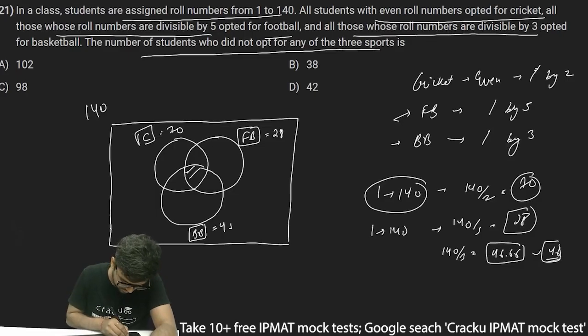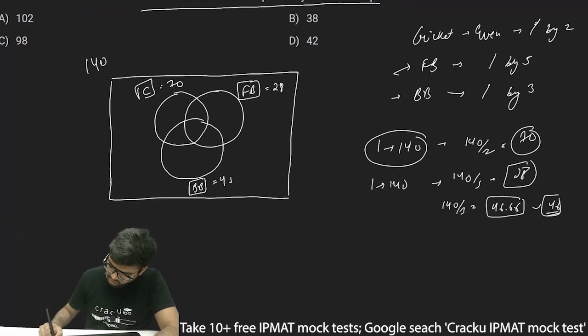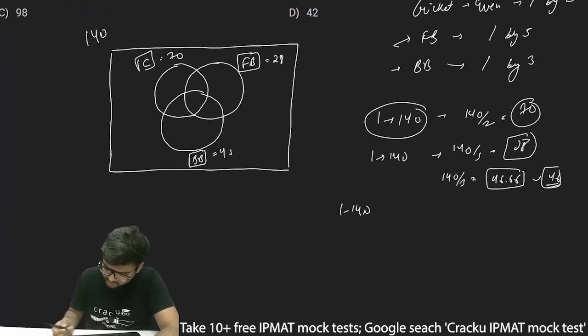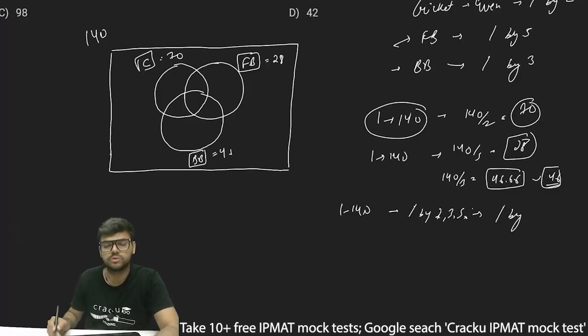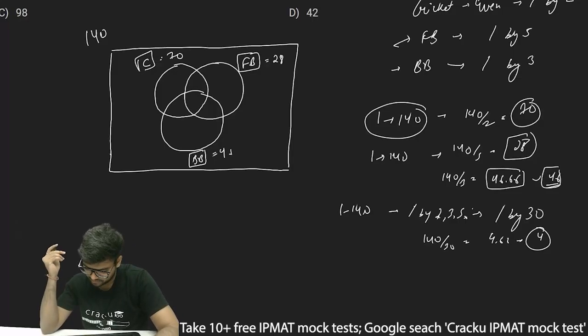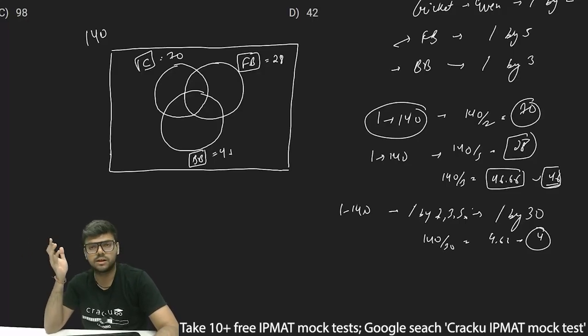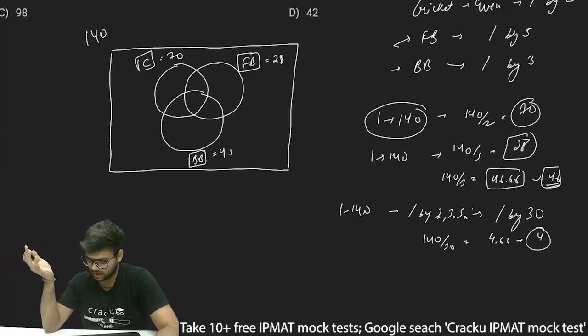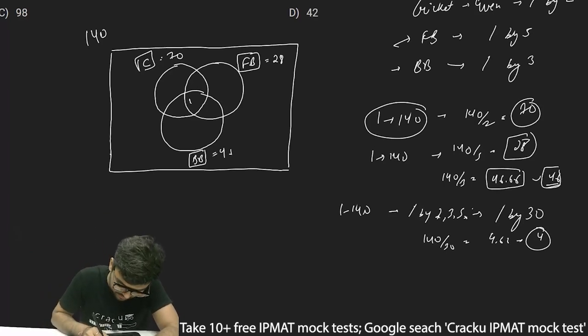So I can write for this one, that is students who are playing all the games, 1 to 140. Students who are playing all the games are divisible by 2, 3 and 5. So this means divisible by 2 into 3 is 6, 6 into 5 is 30, all 3 are co-prime numbers, so something which is divisible by 30. So 140 divided by 30 is equal to 4.66, and therefore 4 will be the number of students between 1 to 140. There are 4 numbers which are divisible by 30, so there are 4 students who will play all 3 games.